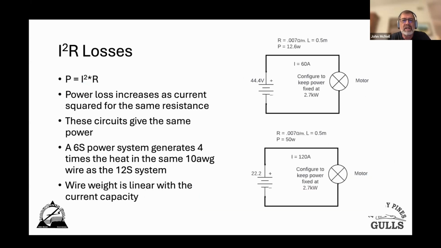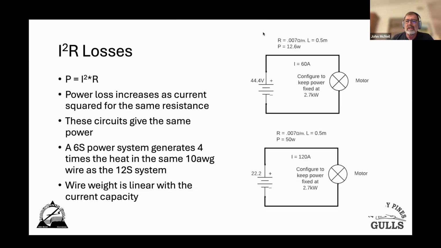Okay, moving along, I squared R. Now we're getting a little more esoteric, but it's something you're going to hear about, and it's something I think about for reasons you'll see. So let me take a high-powered situation. I've got a 44-volt battery, which is 12 cells in series.